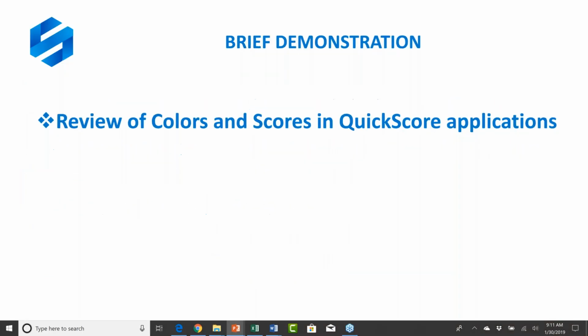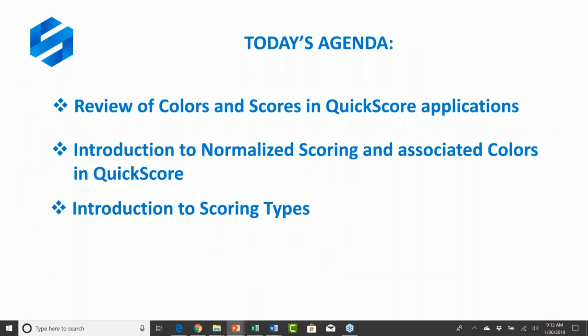Okay, moving on with our agenda. A couple more agenda items that we'll cover together. First is an overall introduction to normalized scoring and associated colors in QuickScore, and a brief introduction to all of the scoring types that you'll find in QuickScore.